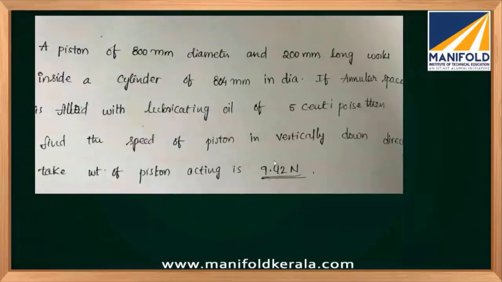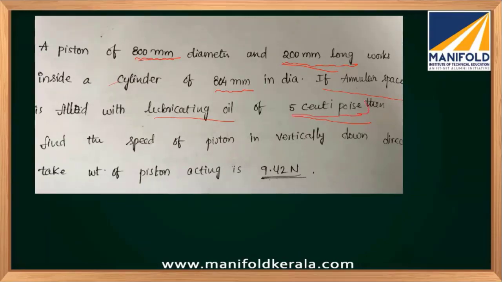Next question. The next question is a piston of 800 mm diameter and 200 mm long works inside a cylinder of 804 mm diameter. The cylinder is of 804 mm diameter. The piston is of 800 mm diameter with 200 mm length. It works inside a cylinder. If the annular space is filled with lubricating oil of 5 centipoise.